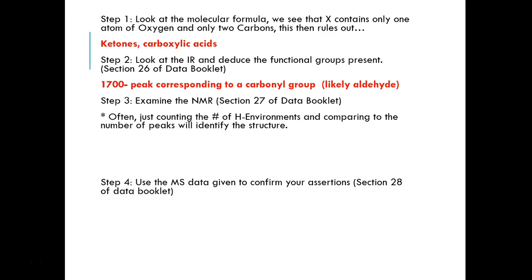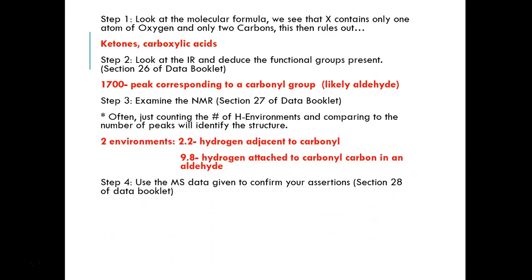Now, in step 3, we have to examine the NMR. A lot of times just counting the number of hydrogen environments and comparing to the number of peaks will identify the structure. There's 2 environments, one at a chemical shift of 2.2. So that indicates a hydrogen adjacent to a carbonyl. And then at 9.8, we have a hydrogen attached to a carbonyl carbon in an aldehyde. So that one's actually attached to the carbonyl.